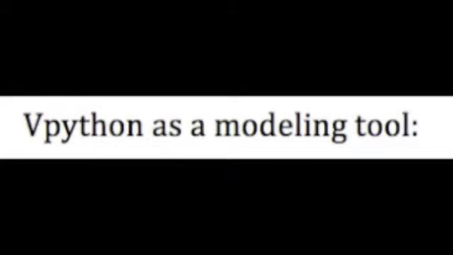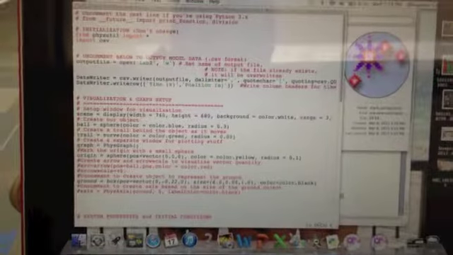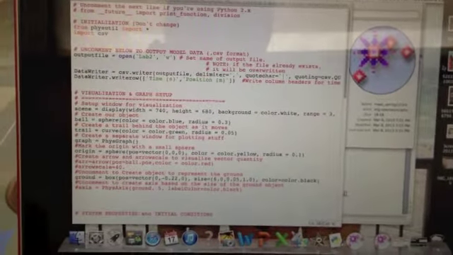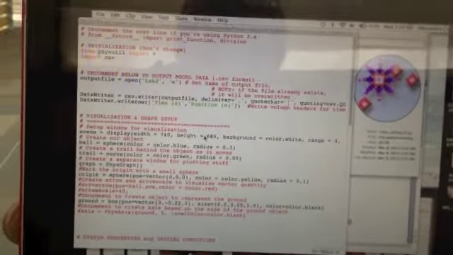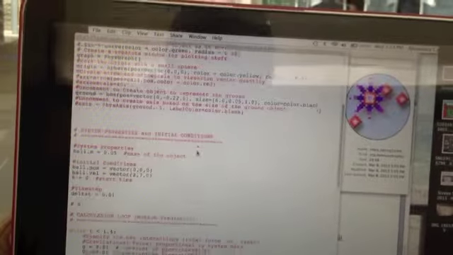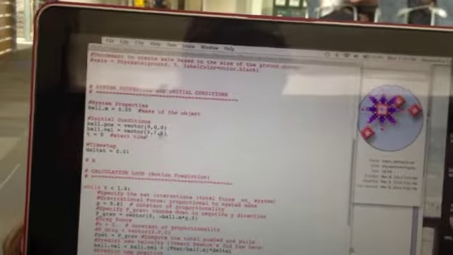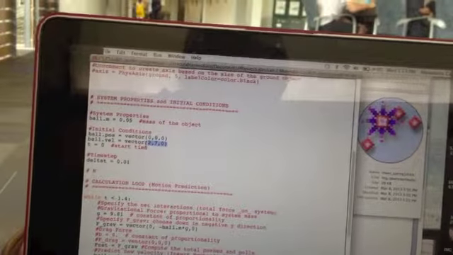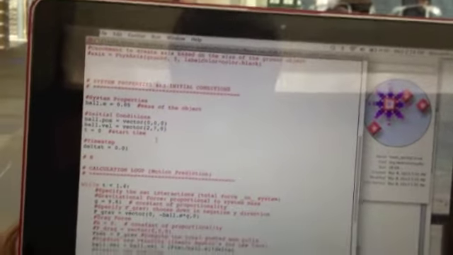VPython as a modeling tool. Here's my VPython as a modeling tool. I did change the width and the height to make the ball visible. I also changed the ball's velocity, which is a vector 2,7,0, so the ball would have an upward motion, then fall.